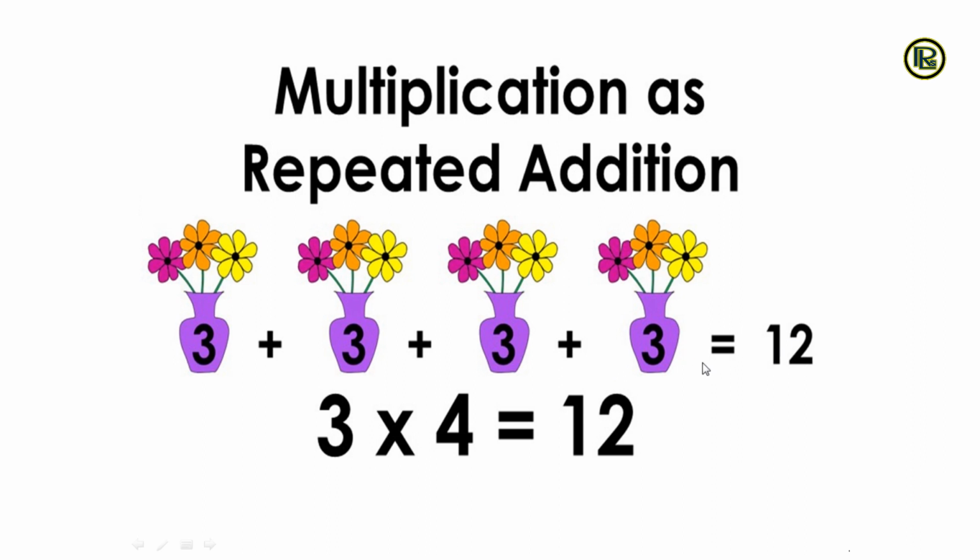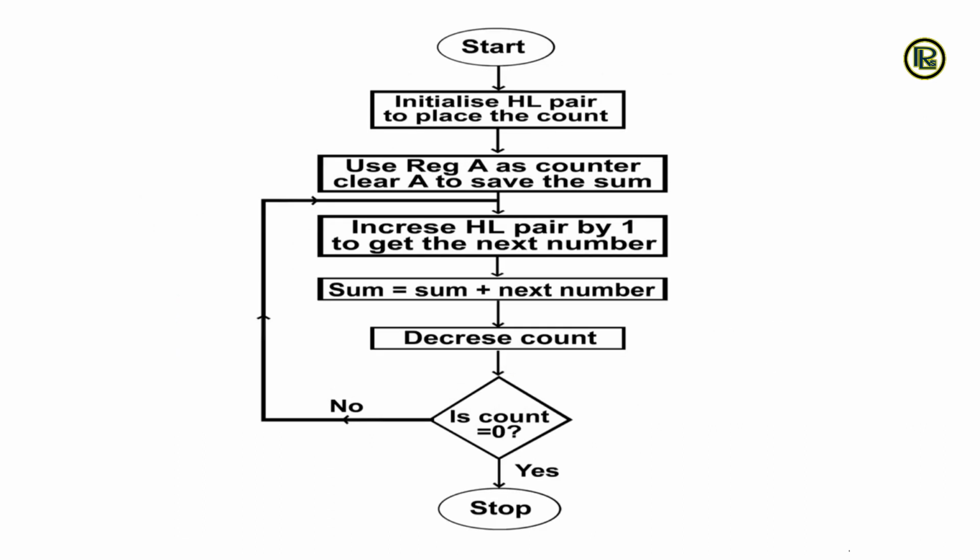So this is the multiplication as repeated addition. And here is the flowchart to make you understand how the program should be written. So here is the start. Then we have to initialize HL pair to place the count. Use register A as counter and clear A to save the sum.